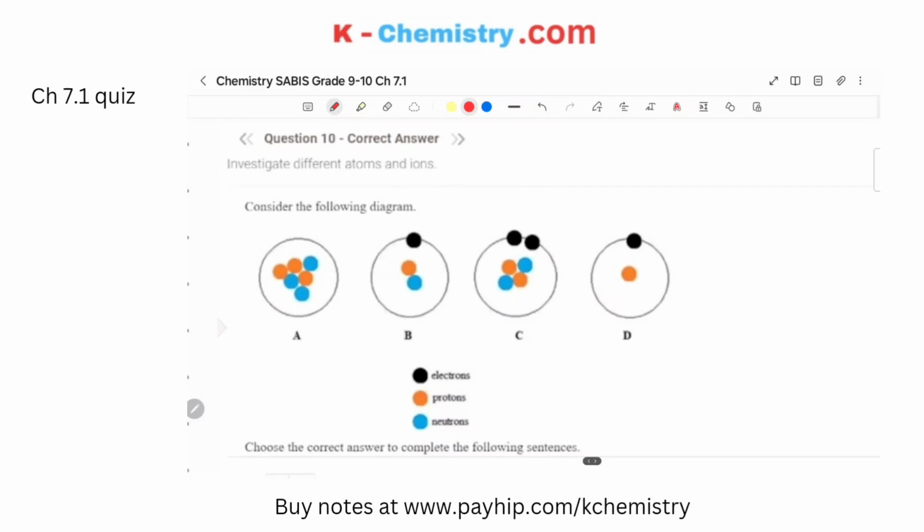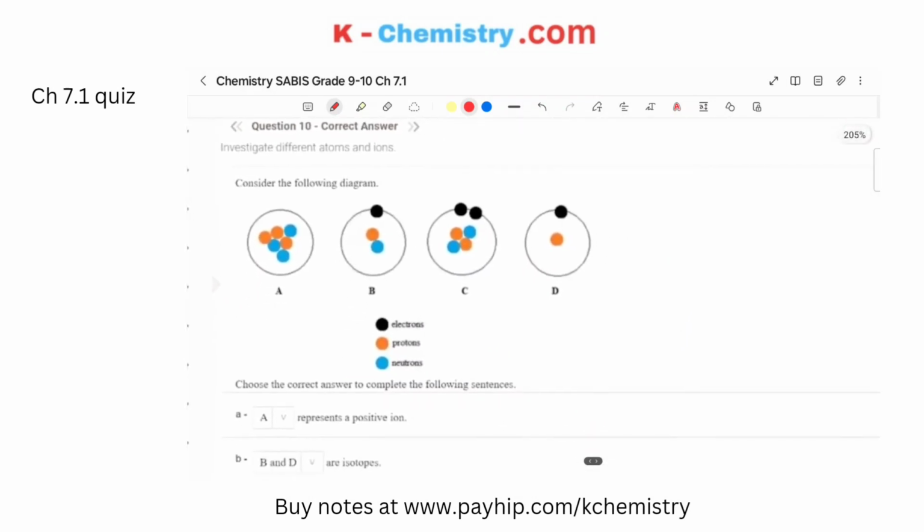Consider the following diagram. Choose the correct answer to complete the following sentence. What represents a positive ion? Positive ion, so you need something that has a similar number of protons and electrons. No, it wouldn't be an ion, it would be an atom. So we need something that has more protons than electrons. It has 3 protons and 3 neutrons, no electrons at all. So this is the answer.